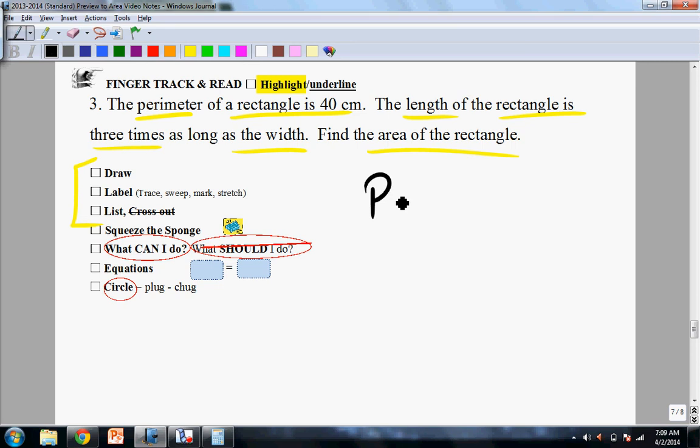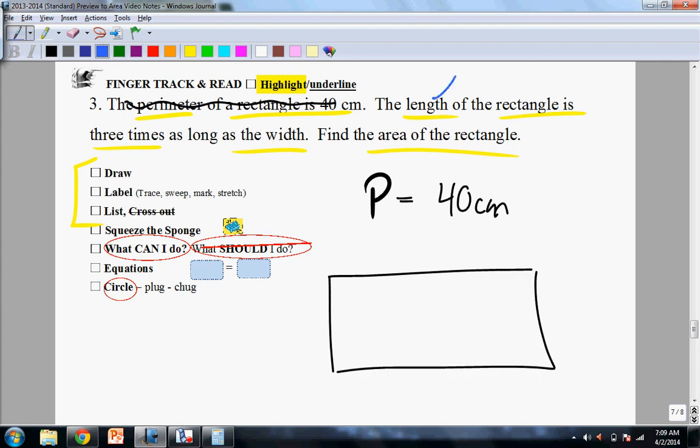Let's do the simple. Perimeter is 40, so I'm going to write P equals 40 centimeters. Cross it out. The length of the rectangle, so we're going to draw a picture. The length is 3 times longer than the width. So here is the width, and the length is 3 times longer than the width. That's 3 times, not 3 more than, so it's a times. We want to find the area, so we're going to write the area equation out, which is length times width.